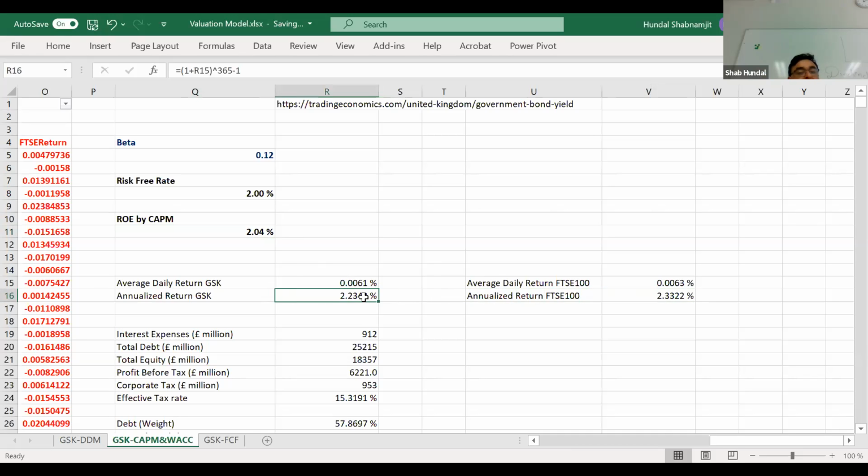But when you compare GlaxoSmithKline with itself, CAPM shows what minimum you must be capable of, and the actual return is more. So what is minimum expected from GlaxoSmithKline by CAPM is 2.04%, and what it is actually generating is 2.23%. So basically, GlaxoSmithKline disappoints investors when we compare with the rest of the market. But actually, GlaxoSmithKline has overperformed against its own expectations.